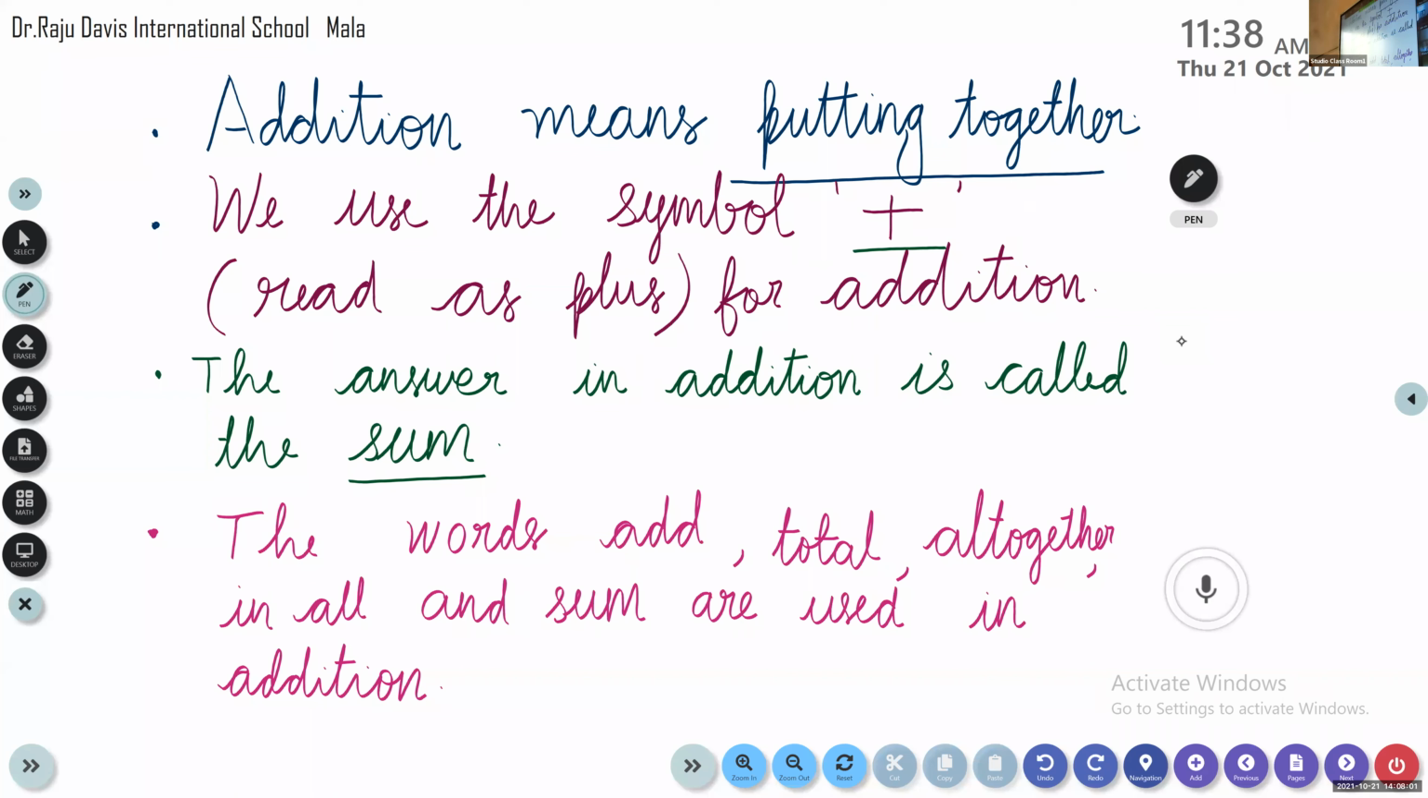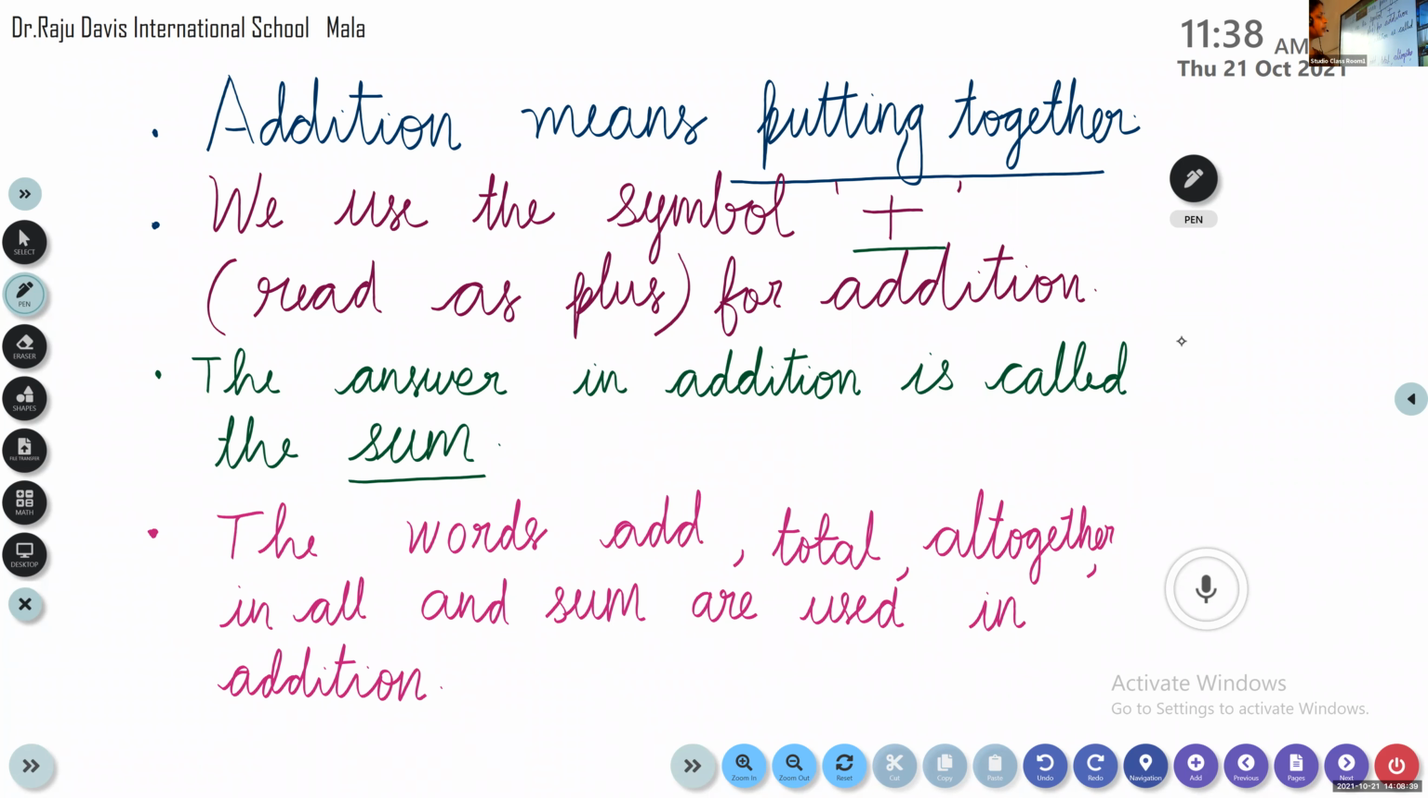What about the second one? Please read the second point. We use the symbol plus for addition. Now the third point. The answer in addition is called the sum. Very good. The answer in addition is called the sum.